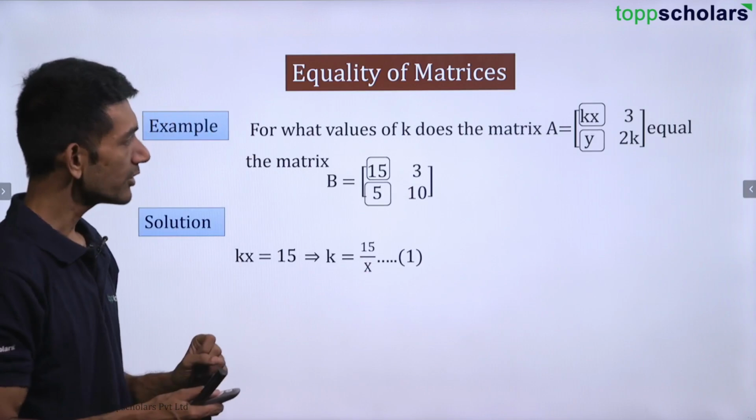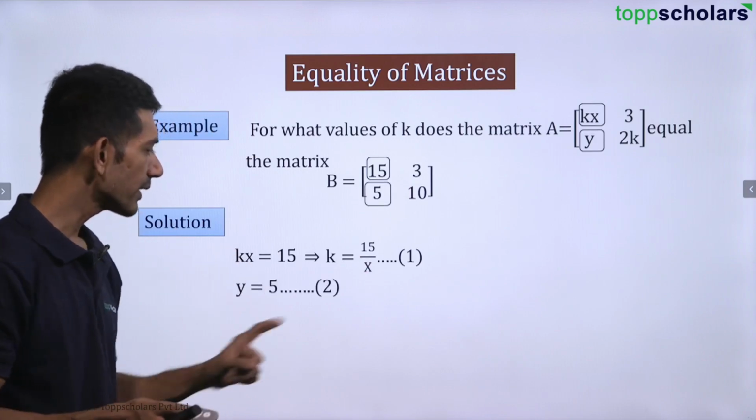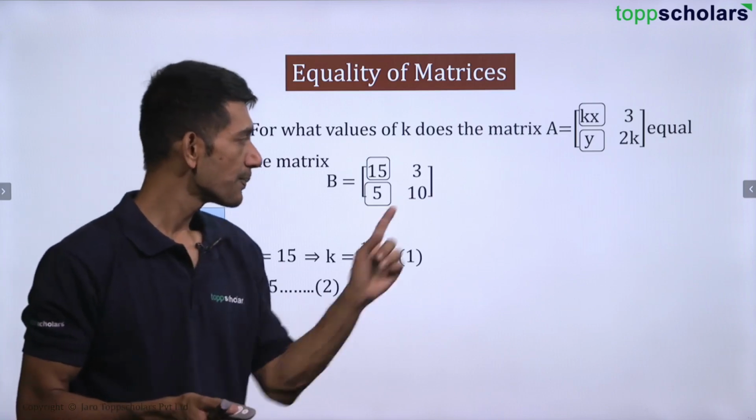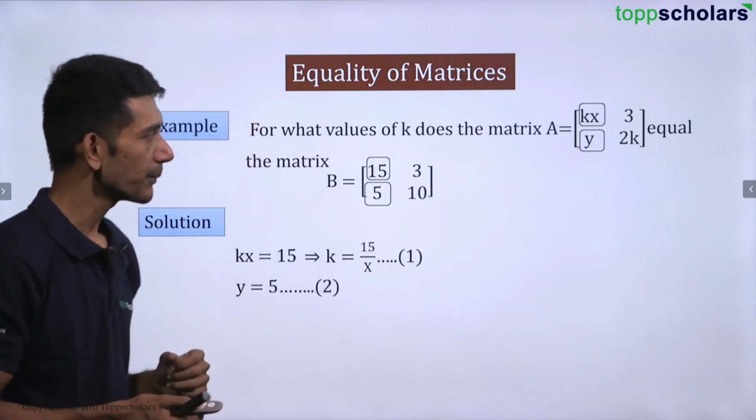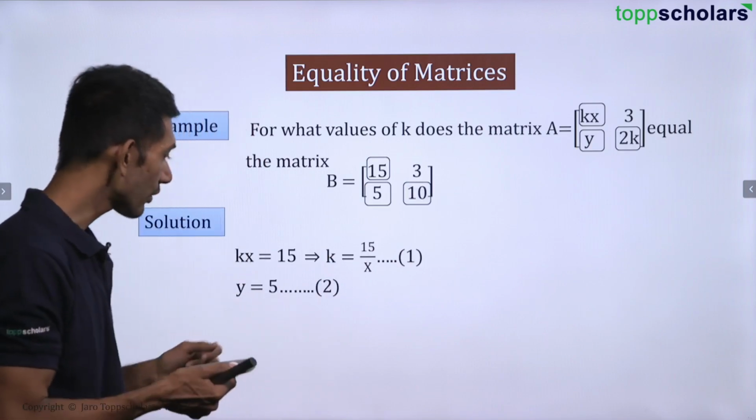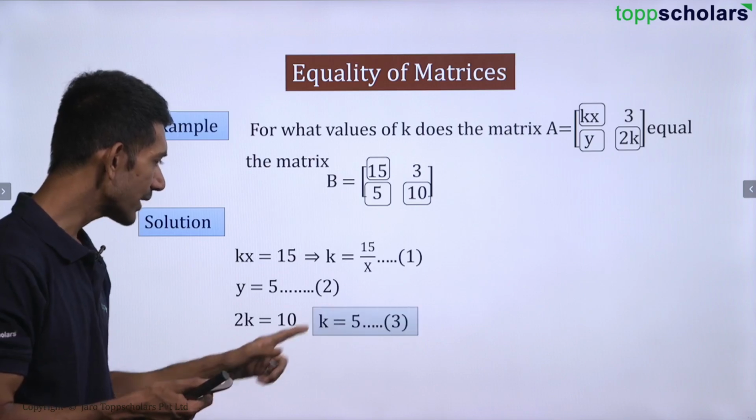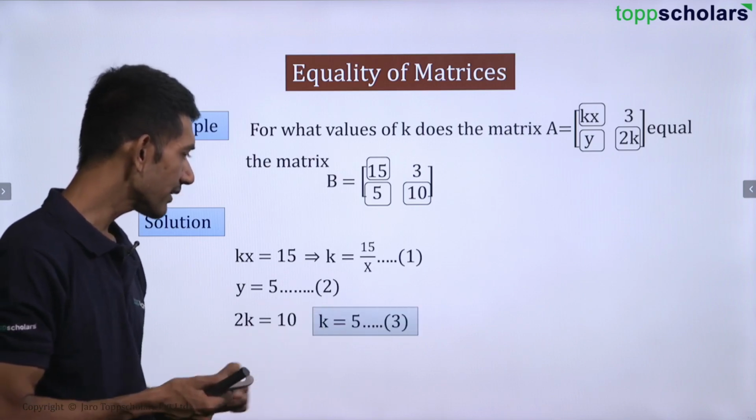Now, change your focus to y. Y directly we know how much is y. Y is equal to 5. This is our equation number 2. Observe the last one, that is 2k. Can I say 2k will be equal to 10? Clearly, what will be the value of k? The value of k will be 10 divided by 2, that is 5. Now the value of k is 5.